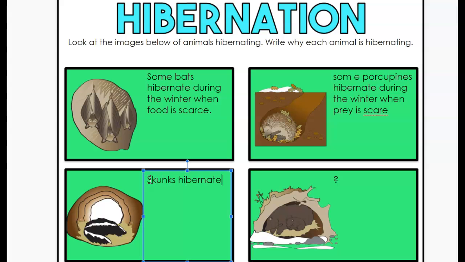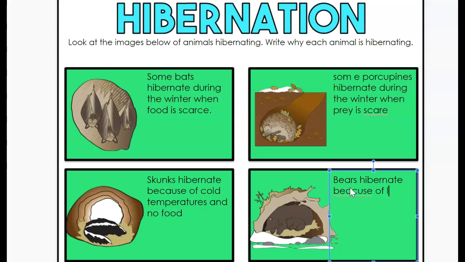Skunks hibernate because of cold temperatures and no food. And finally, we have bears. Bears hibernate because of low food during the winter. You can pause the video to type these out, and once you are finished, you are done with science for today.